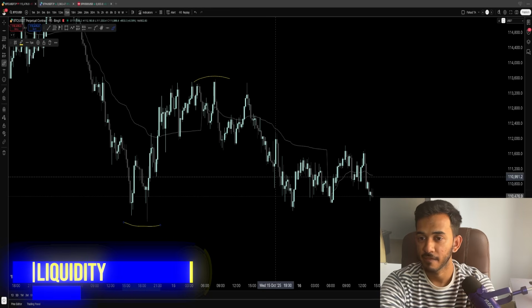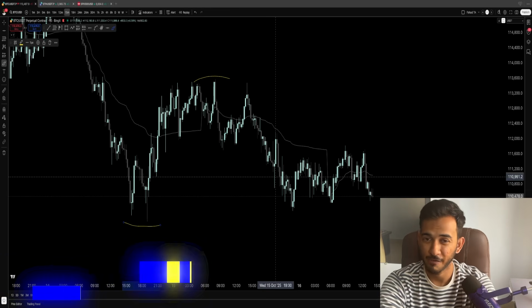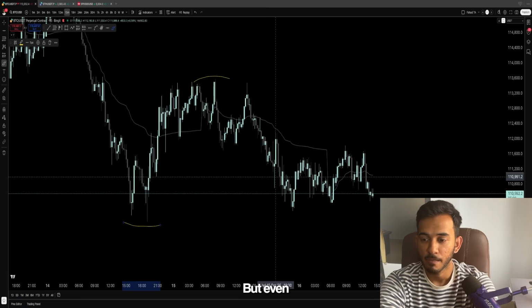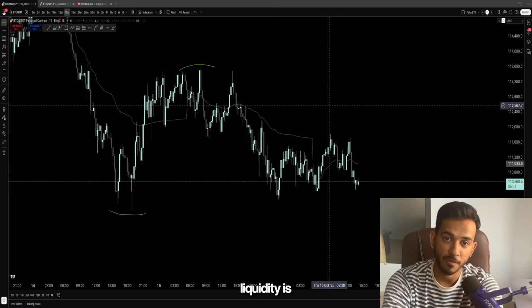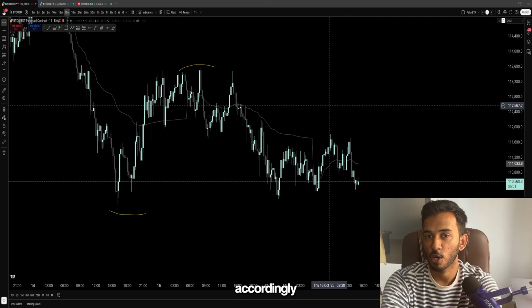Now, I'm sure you guys have heard about liquidity, you guys have heard about liquidity sweeps and all those fancy terms. But even when you just look at the market structure, you can identify where the maximum liquidity is, and you can plan your trades accordingly as well.